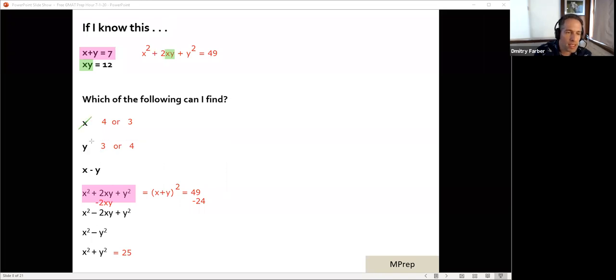And it's not because I don't know if they're integers. They are integers. These are the only values that work for this pair of equations. But it's that I don't know which integers they are. So for the same reason I don't know x minus y, I know it's either 1 or -1, depending on which one comes first.